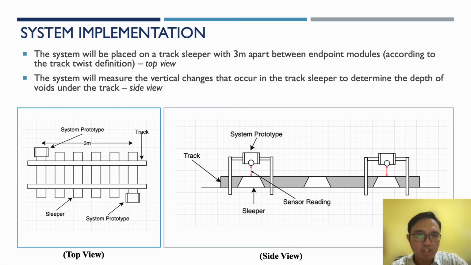This is the system implementation. The system will be placed on the track sleepers with 3 meters apart between endpoint modules, 3 meters according to the track twist definition. As you can see in this top view, 3 meters between the modules. The system will measure the vertical change that occurs in the track sleeper to determine the depth of voids under the track. As you can see, the sensor reading in this red line will measure vertical change in this sleeper.